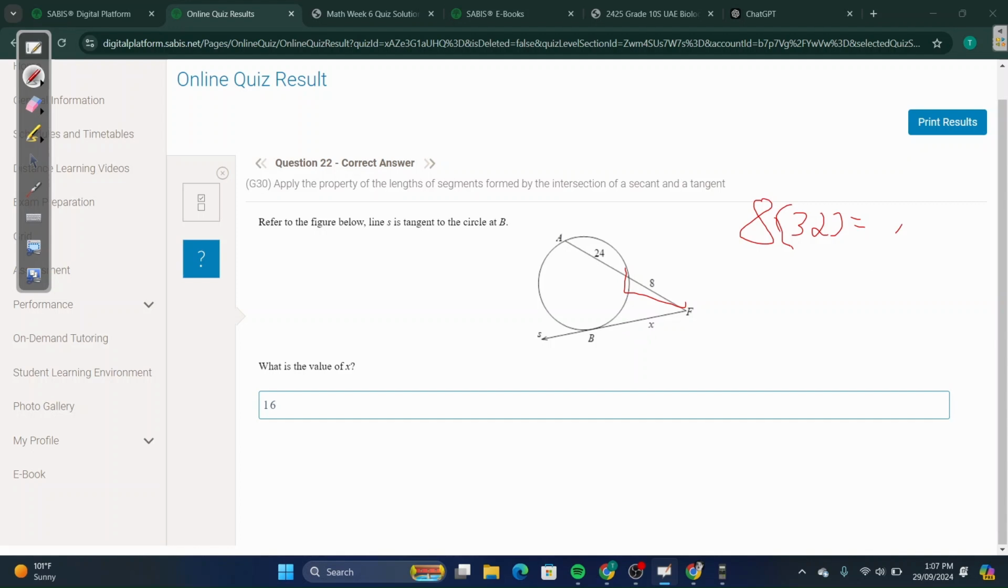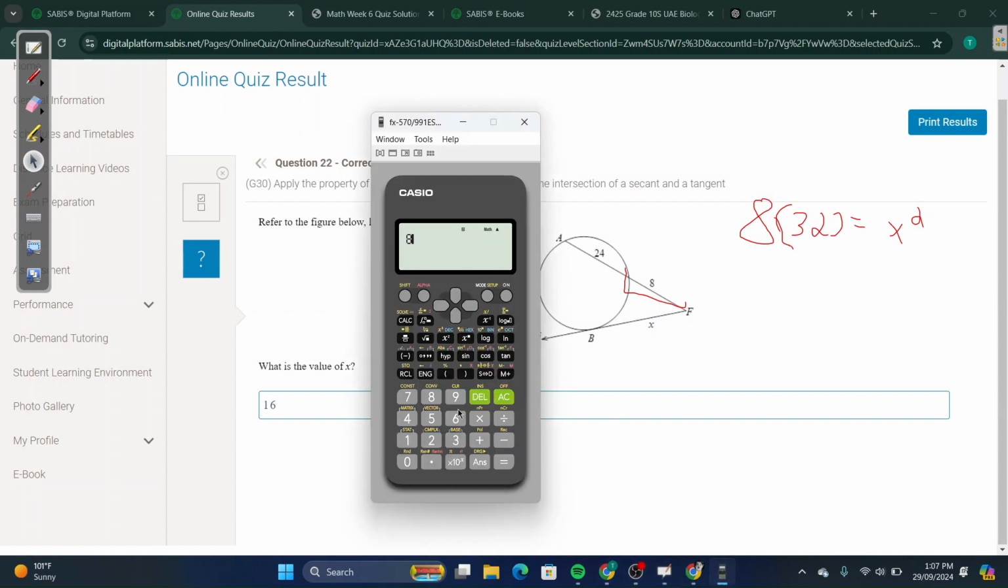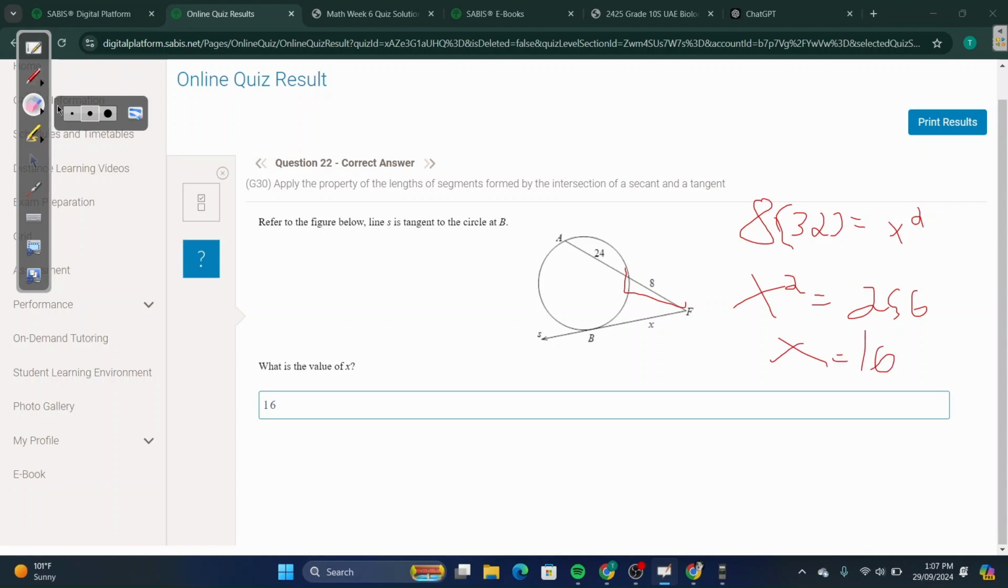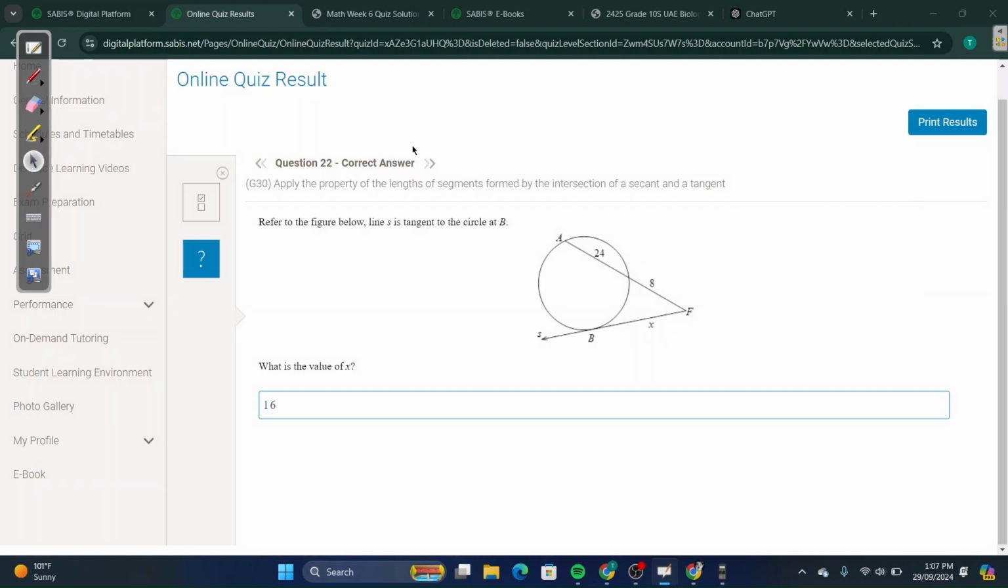They gave us the tangent to be x. So x squared. 8 times 32 on a calculator. 8 times 32, 256. So x squared is equal to 256, which makes x equal to 16. Okay, question 23.